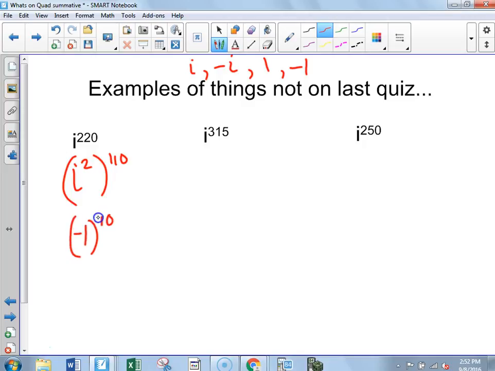Now you could use your calculator if you had to, right? Use the parentheses. I hope you don't need it. -1 to an even power would turn out to be 1. Okay, what about 315? That's not divisible by 2.